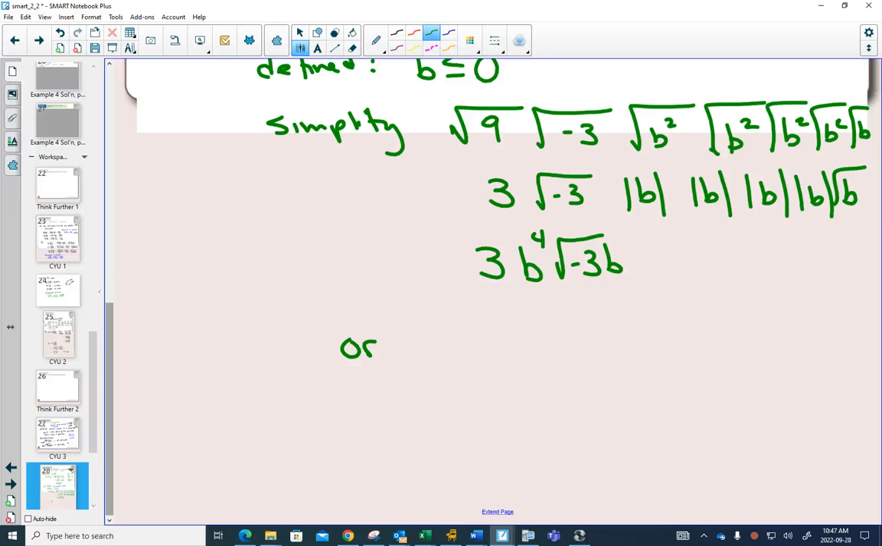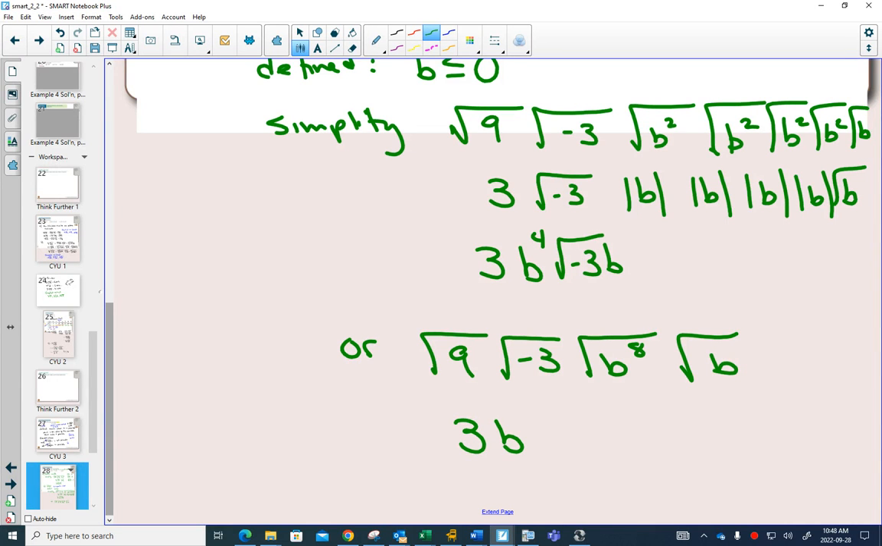Some students don't like writing out the b's that many times, so they would do negative 9, negative root 3, and then they would make the b to the 8 and the b. Because b to the 4 times b to the 4 is b to the 8. And you would get the same answer quicker without having to write out as much. Okay?